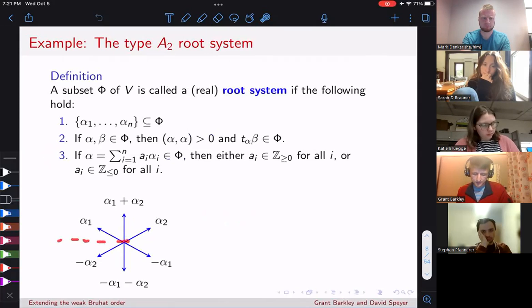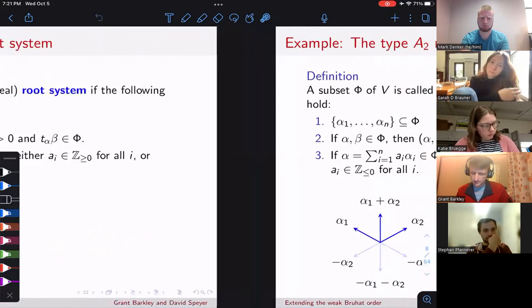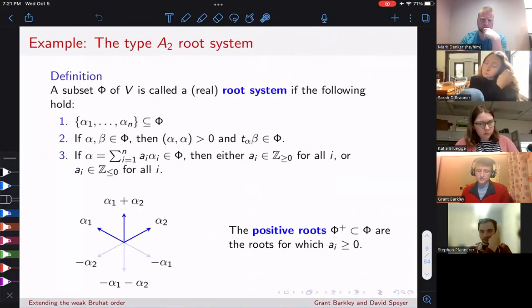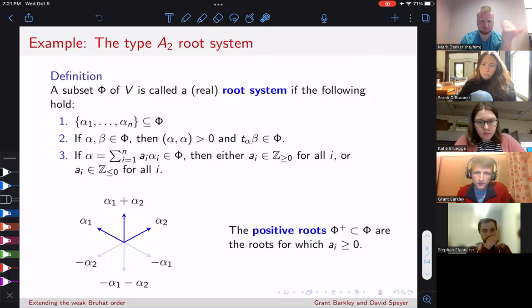So we can split this picture in half and look at just the positive things and just the negative things: those that have positive coefficients and those that have negative coefficients. When we do that, we call those with positive coefficients the positive roots. And a question in the chat: negative alpha 1 is the reflection of alpha 1 over itself. Exactly. For any vector, if you reflect it over itself, you'll just get its negation. So the positive roots are just half of the root system.